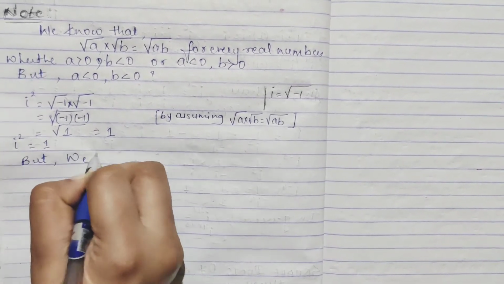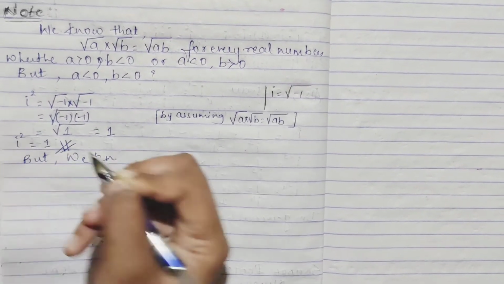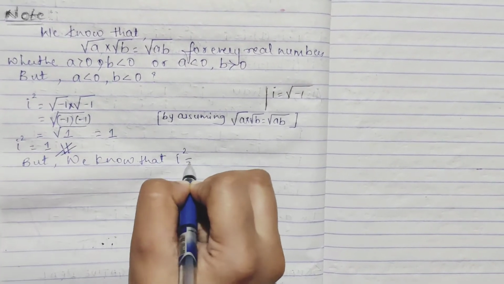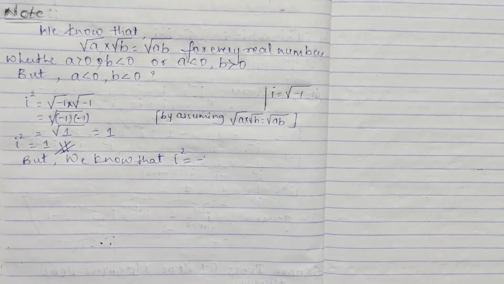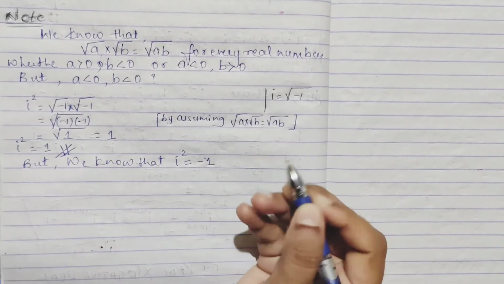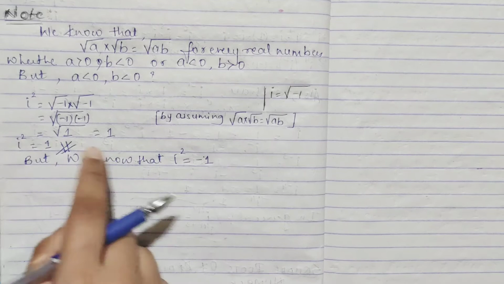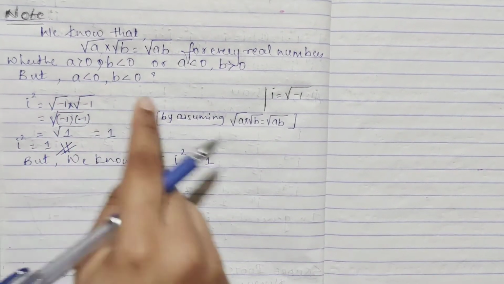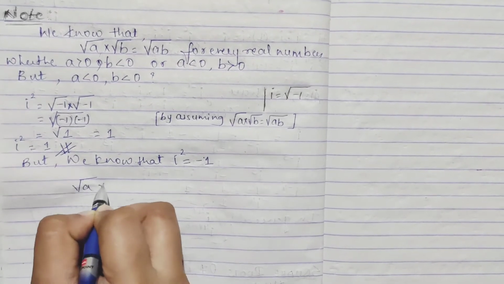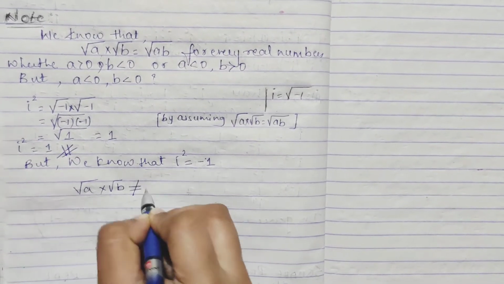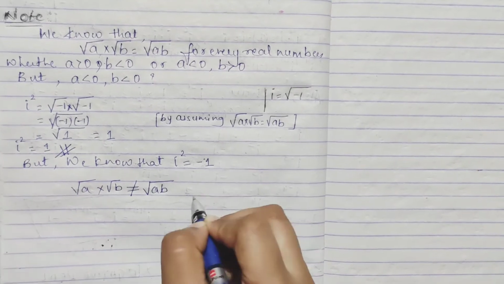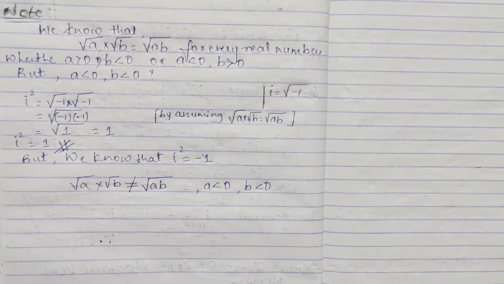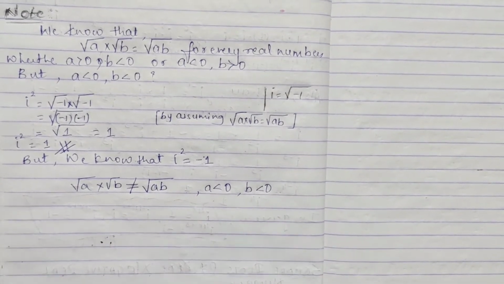But we know that this is contradictory, right? Why? We know that i square is minus 1. So this contradicts the assumption. For the case where both a and b are negative, root of a into root of b is not equal to root of a into b. This is just a note you can take.